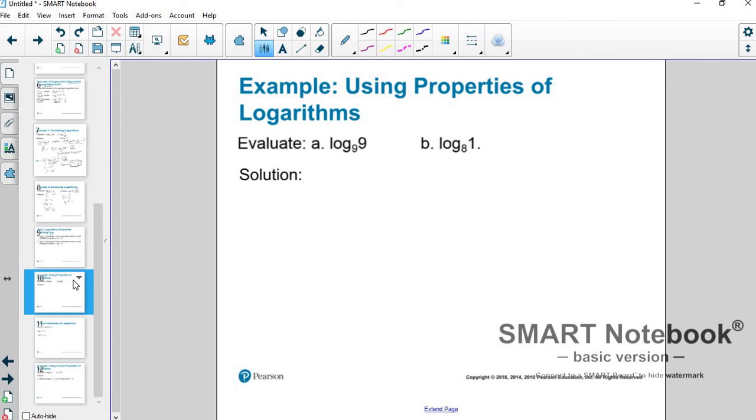Okay. So if you were going to evaluate log base 9 of 9 based on that, what power of 9 gives you 9? 1. Okay. And log base 8 of 1, what power of 8 gives you 1? Well, what power of anything gives you 1? 0. All right, so if you know your basic exponents, then that's not going to be an issue anyway, but just a couple of little quick shortcuts there.